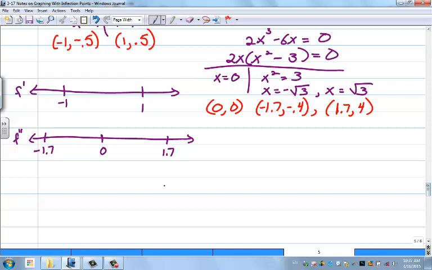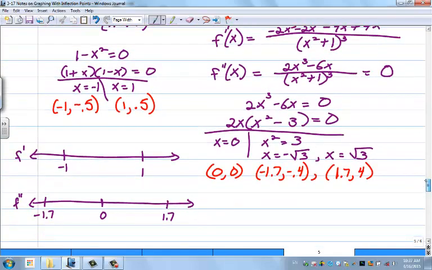Alright, so let's check out the f prime number line first. Here's the most factored form of f prime. So if I look at that, I put in, say, negative 5. If I put a negative 5 into the first factor, I get a negative. If I put a negative 5 in the second factor, I get 1 minus negative 5, which is a positive. So a negative times a positive gives me a negative over here.